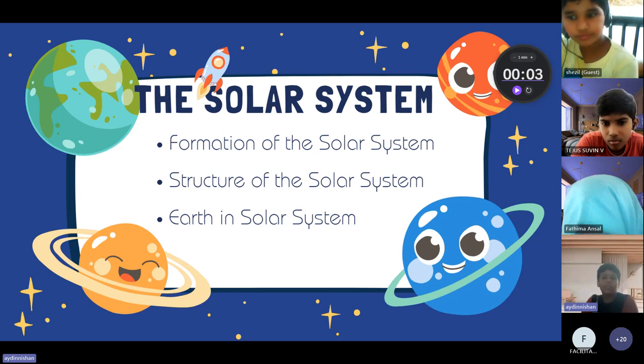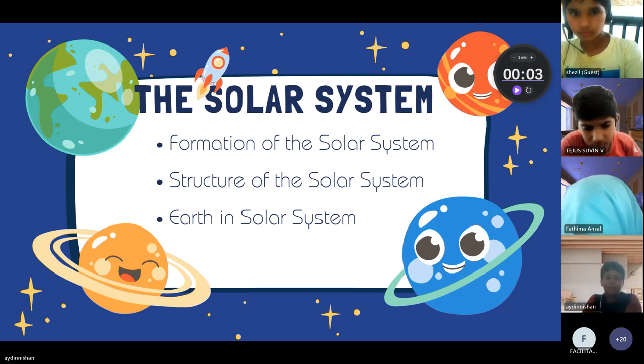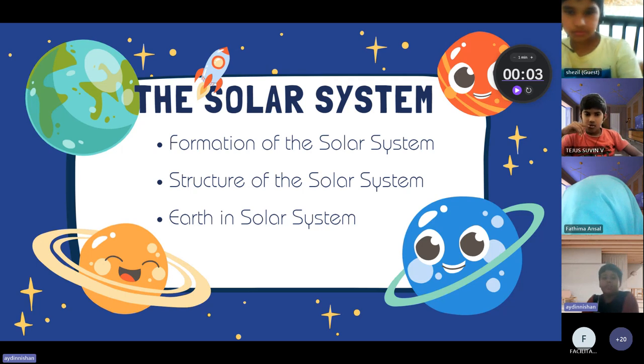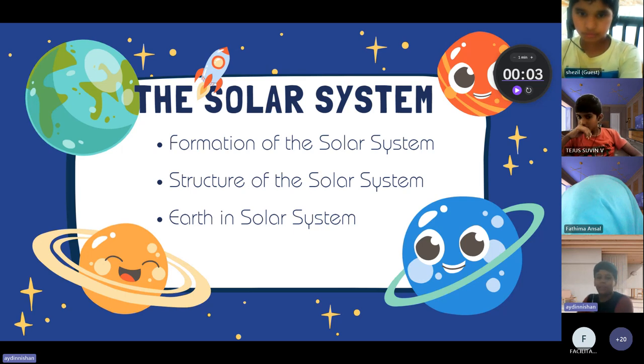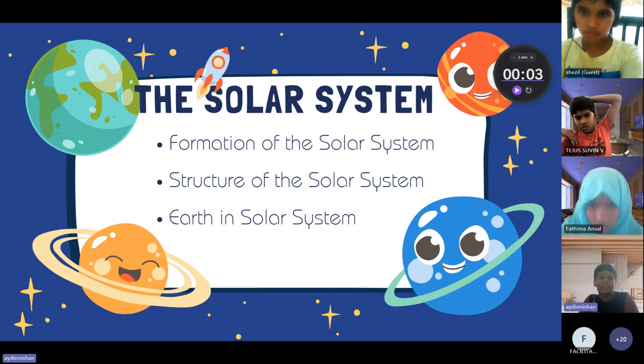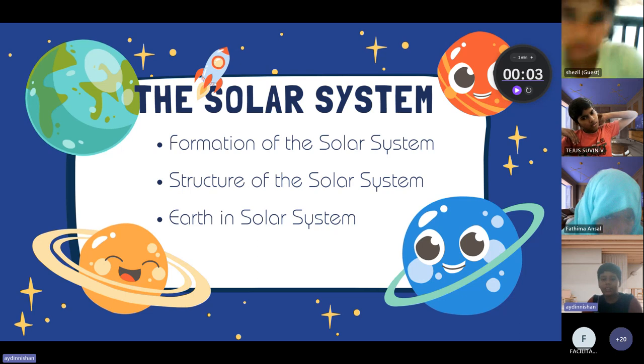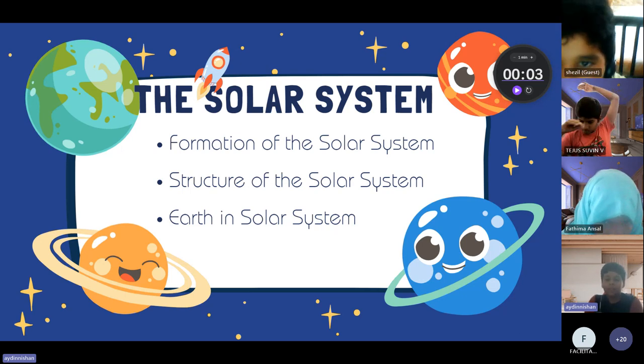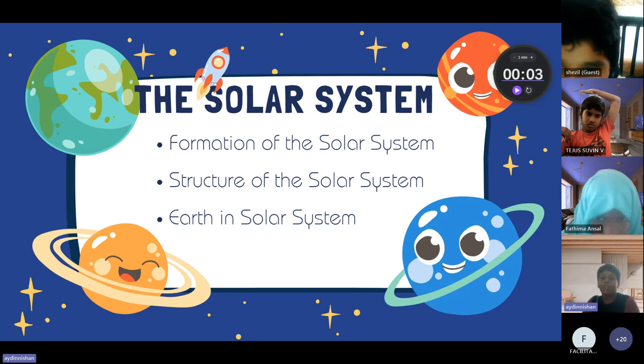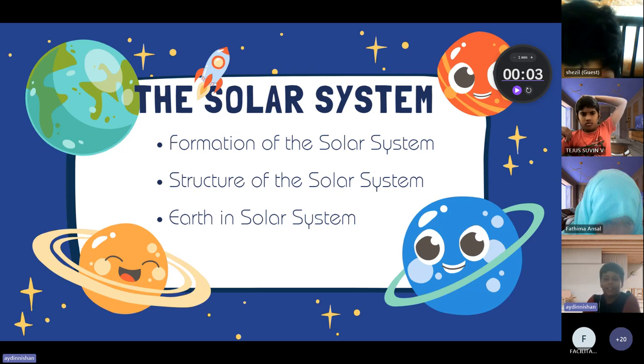It has a diameter of approximately 12,742 kilometers, and a mass of 5.97 multiplied by 10 to the 24th power kilograms. But you might be wondering, what is 5.97 times 10 to the 24th power kilograms? So imagine a 1 with 24 zeros. That is 10 to the 24th power. And multiply that with 5.97. That is how much weight the Earth is.